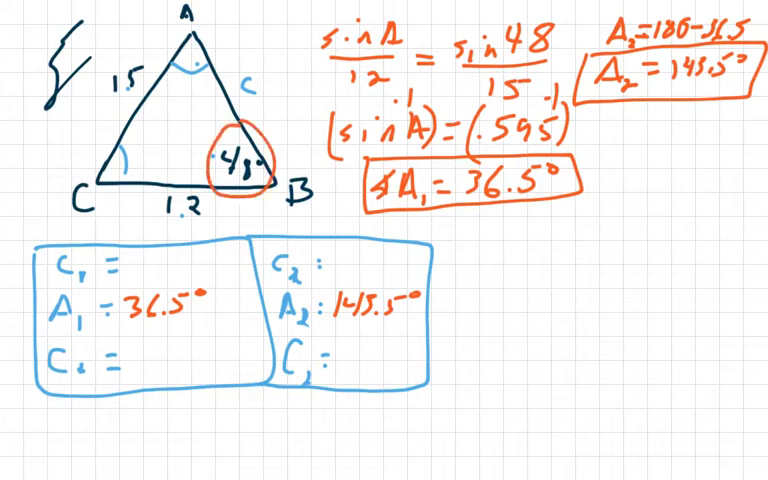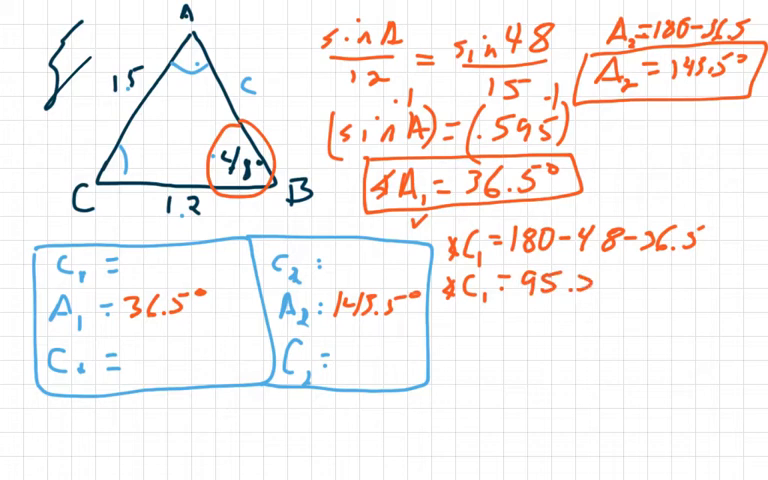angle B and we've got angle A. So angle C1 is the 180 rule. Now, this is different than how we found A2 because A2 is just 180 minus the one angle because of that unit circle. The angle C1, we're using the 180 rule of triangles. So 180 minus 48 minus 36.5, angle C1 equals 95.5 degrees.